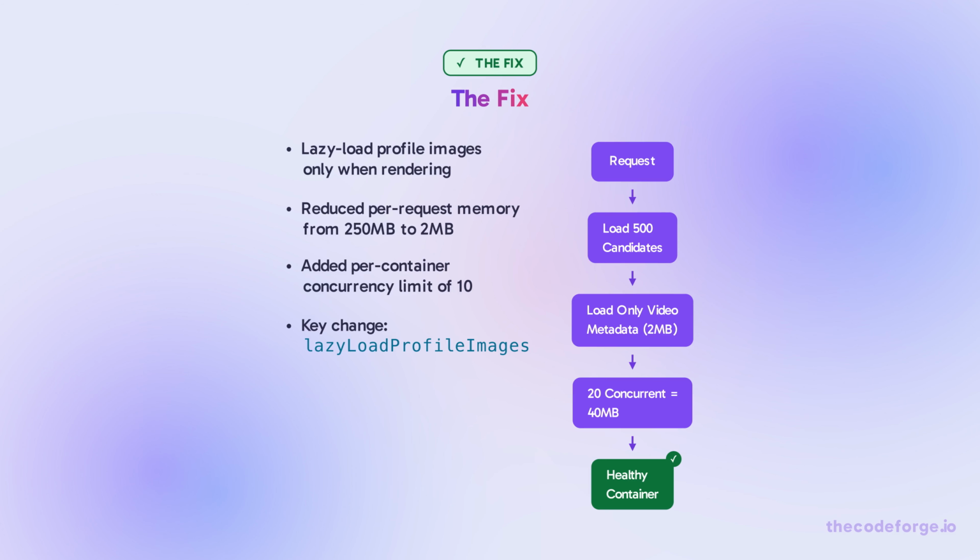The fix was to lazy load user profile images only when rendering the feed card. This reduced per request memory from 250 MB to 2 MB. Also added a per container request concurrency limit of 10. The key change was lazy load profile images.